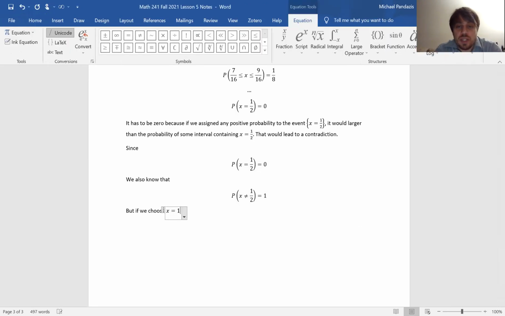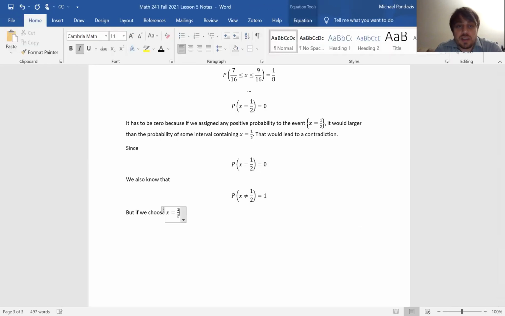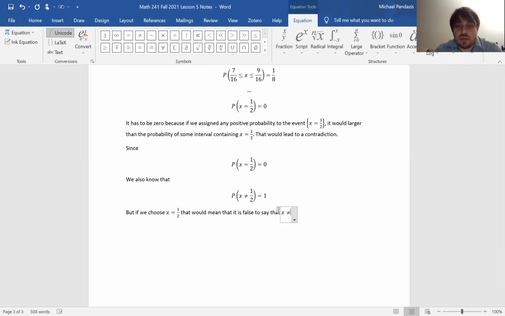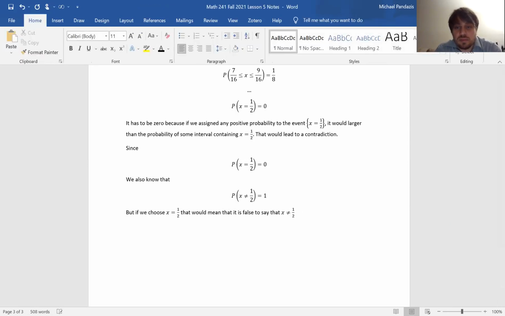If we choose x equals 1/2, that would mean that it is false to say that x does not equal 1/2. It's not true that x does not equal 1/2. But we can choose 1/2, and so that's an example of the probability of an event being 1, but it doesn't happen.